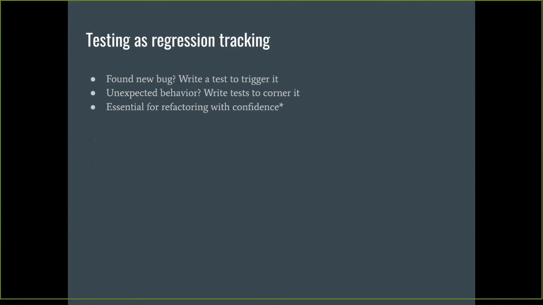And also we use testing, or at least I like to think of tests, as a regression tracking tool. If you found a new bug, write a test to trigger it. This way we will not accidentally reintroduce the bug in the future, because we have a test that's actually checking for that bug. If there's some unexpected behavior, go and write a test to corner it and then fix it if it's actually wrong. But if it's something that wasn't intended, maybe you will need to support it now. So having a test that triggers it is important.